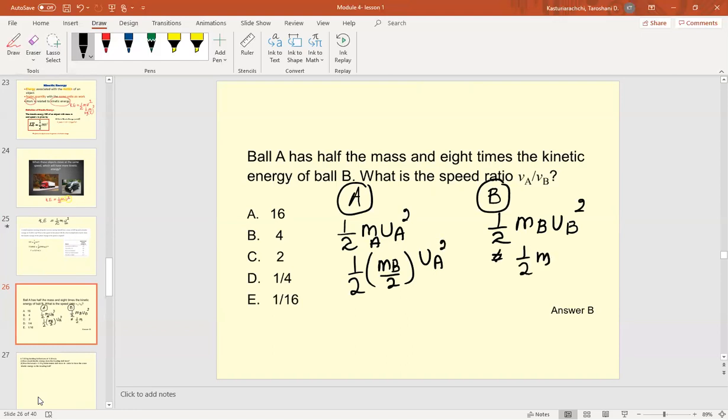And it says 8 times the kinetic energy of ball B. So this one, mb va squared over 4, right? This quantity is 8 times half mb vb squared. So that's what it says.